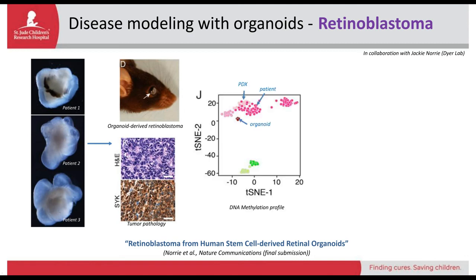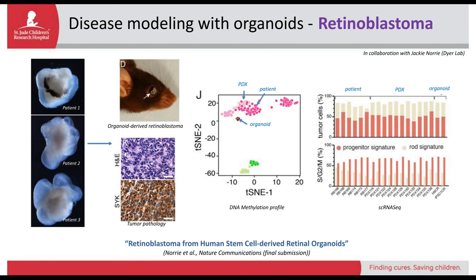They also looked at the DNA methylation profile in these organoid-derived retinoblastomas, and they found that the organoid tumors clustered with the patient's tumors and the xenografts. They also did single-cell RNA-seq on these retinoblastomas and found that the organoid-derived tumors, again, look remarkably similar to the patient-derived tumors as well as the patient-derived xenografts with regard to cell type identity and proliferation. This work is in the final stages of submission.